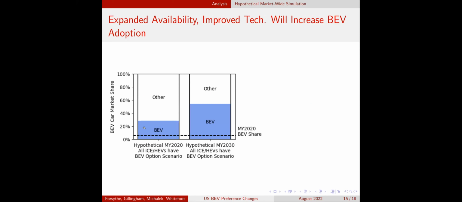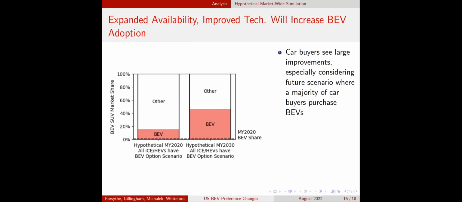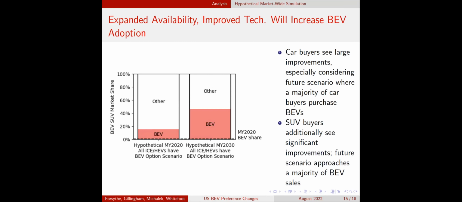Here I have the share of new cars that would be BEVs in model year 2020 compared against the model year 2020 actual share. And in 2020, even with a higher price premium and lower range, we see huge improvements. But in 2030, where we assume an equal price premium to a conventional vehicle and a 300-mile range for these vehicles, we would see over a majority of car buyers owning BEVs. And for SUVs, the story is similar. We see huge improvements in model year 2020, near majority status in 2030.